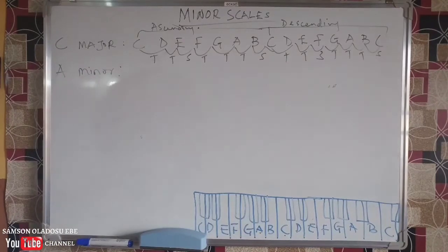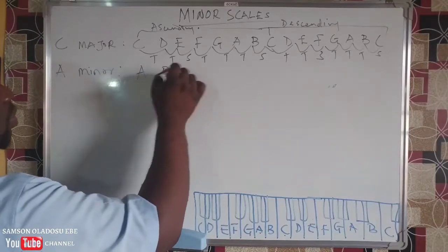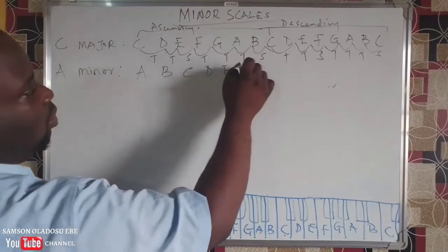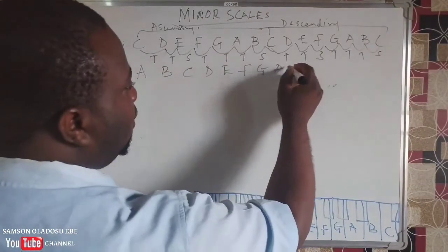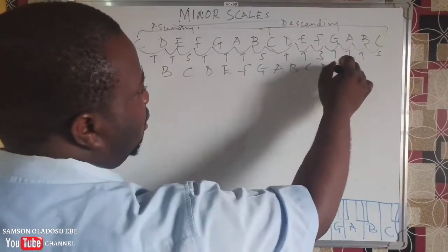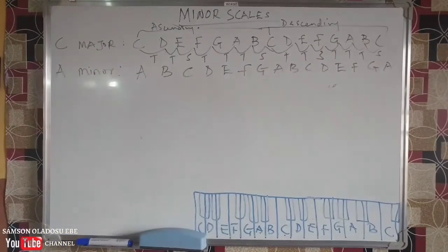Alright? Now, how are we going to get the scale of A minor? It's simple. Just write A, B, C, D, E, F, G, A. Since we are doing ascending and descending, B, C, D, E, F, G, and A. Okay, so this is the scale of A minor.